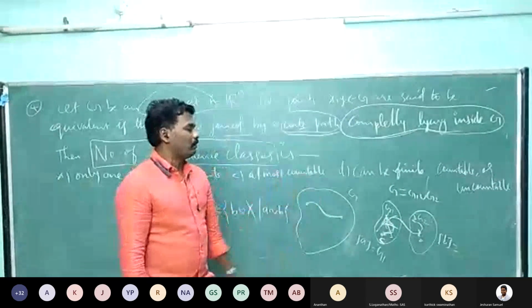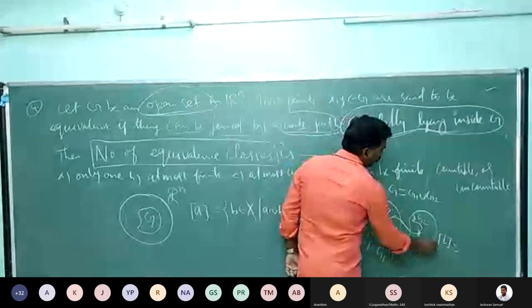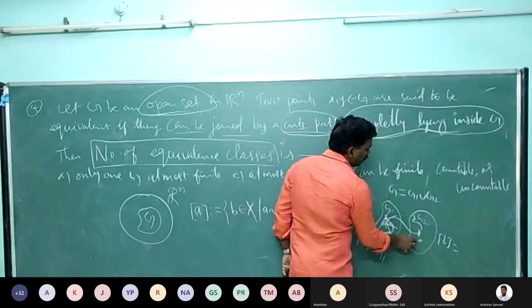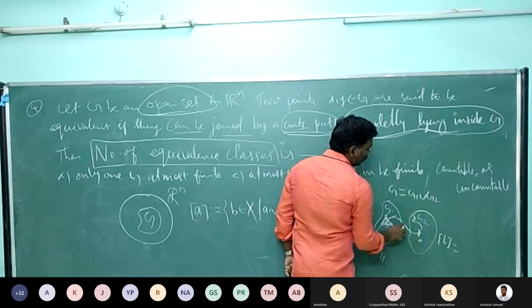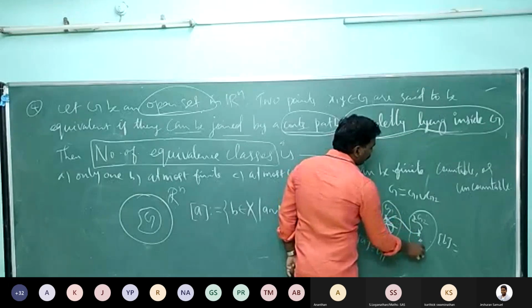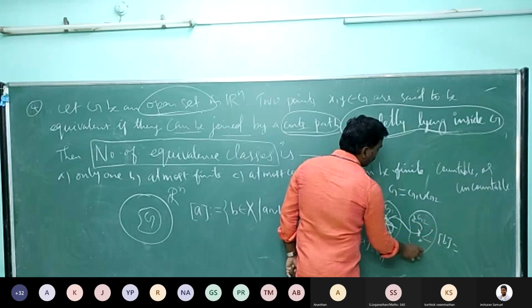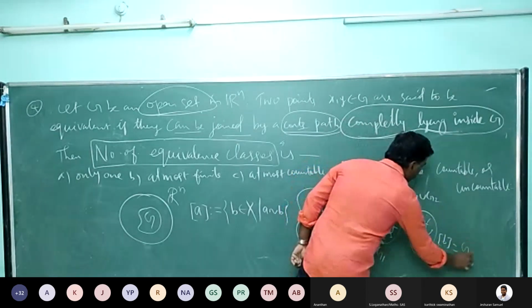Okay, now what is the class of B? Similarly, which are the points in G which are equivalent to B? No points here are equivalent to B, because no points are connecting to B. So the only points are in G2, all elements are connecting to B. Here you take any point, there is a path, a continuous path. So class of B is G2.